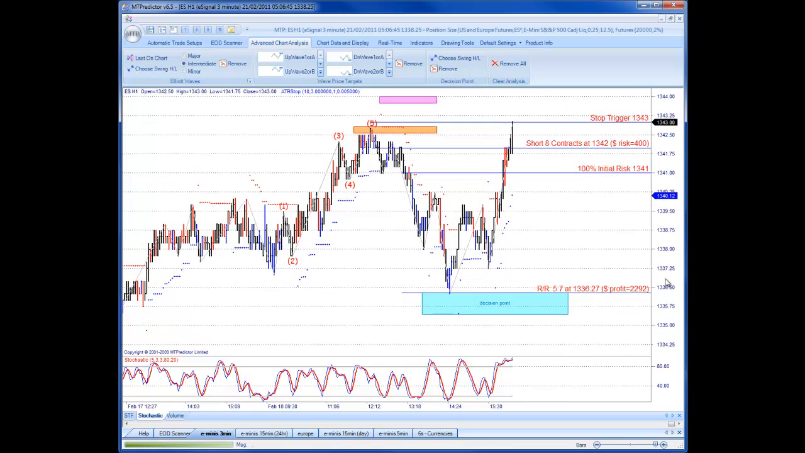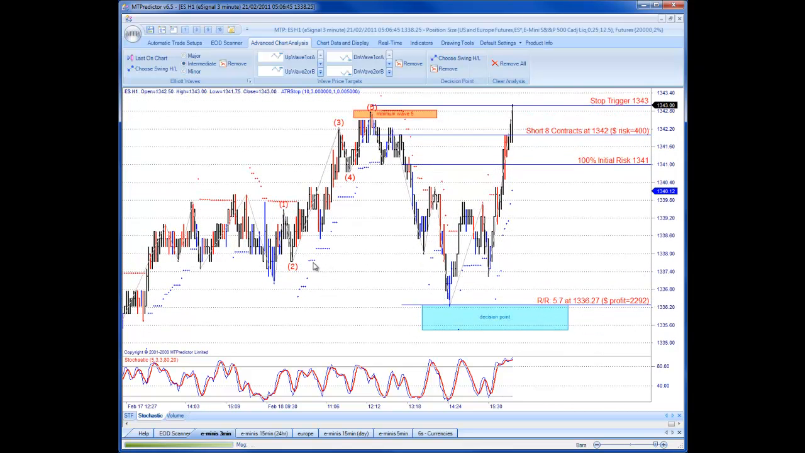So in reality, the targets we have in MTPredictor, again these were on the chart in advance before the market got there, nailed the very high of the day. Market came down, just tagged this low absolutely beautifully for a lovely 5.7R trade. So short from the high of the day to take profits at the low of the day. Not bad at all, again by the advanced tools in MTPredictor, Elliott Wave and our DP tool.